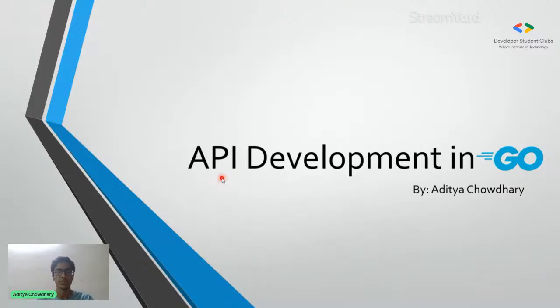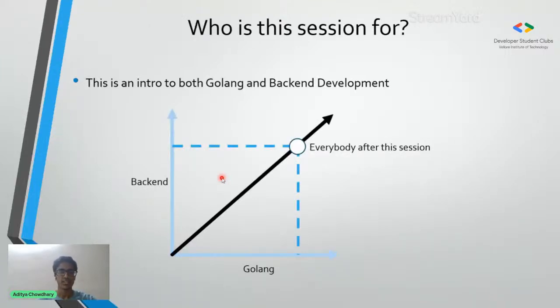Today, we'll be talking about API development in Go. We're going to talk a little bit about the language itself and how you can make backend applications using Golang. The intent of this session is to introduce both Golang and backend. People who have done backend before but not Golang will hopefully get a grasp of how the language works, and people who have started with Golang but are not experienced with backend development can also understand how this works.